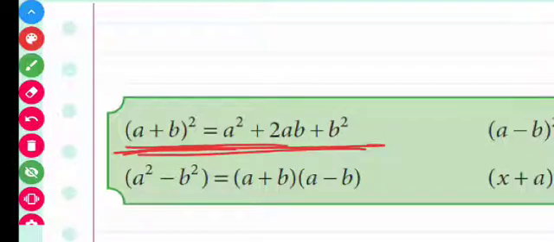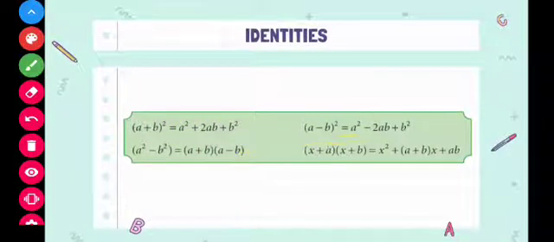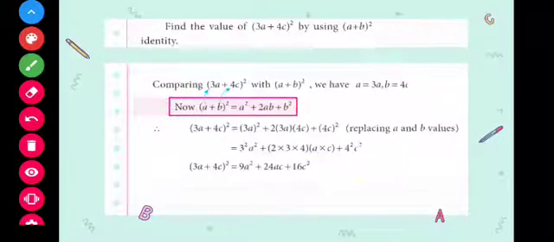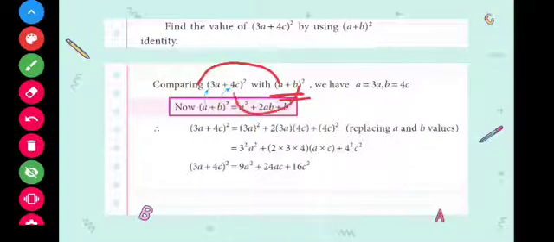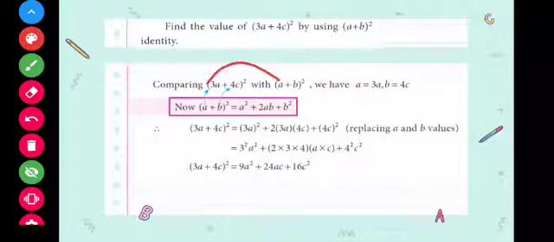A plus b whole square is equal to a square plus 2ab plus b square. So now we know what identity we should use for 3a plus 4c the whole square. Here a corresponds to 3a and b corresponds to 4c. Wherever a comes in the identity you have to put 3a, and wherever b comes in the identity you have to put 4c.